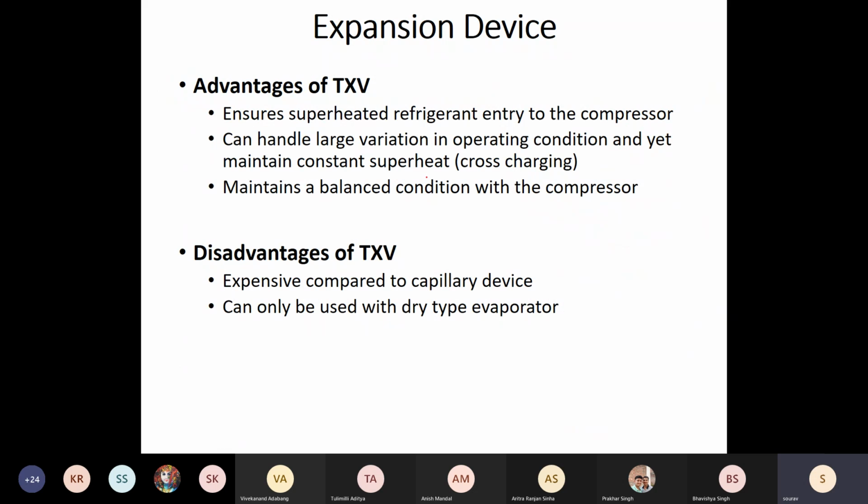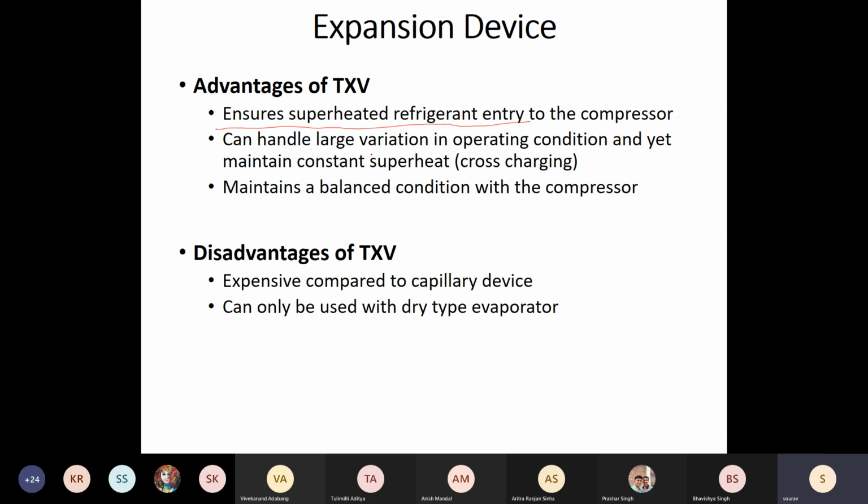I had already discussed the advantages of TXV. Since it ensures superheated refrigerant entry to the compressor, you are sure that you will not have liquid entry into the compressor. The compressor is safeguarded. Okay, and since you now have the variable opening area of the orifice, now you can operate your system across larger variation in the operating condition.